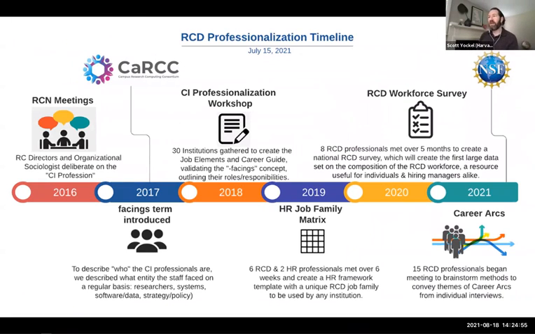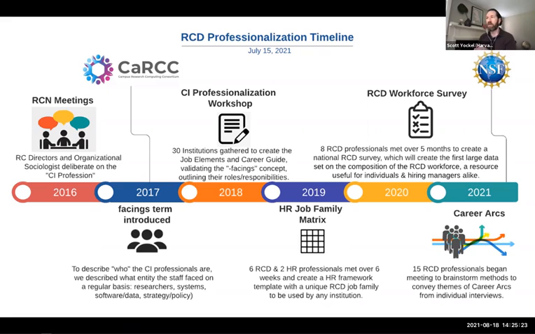Thanks, Patrick. As Dana had mentioned, back in the 2016, 2017 timeframe, around 30 directors of research computing and a handful of organizational sociologists got together on an NSF funded RCN award to wrestle with the question: what is the CI profession? Who are these people? What do they do? Is this its own thing, or is it just a subset of IT?